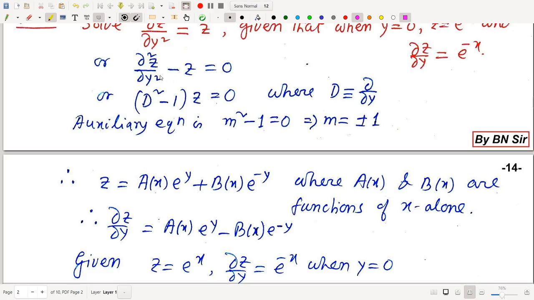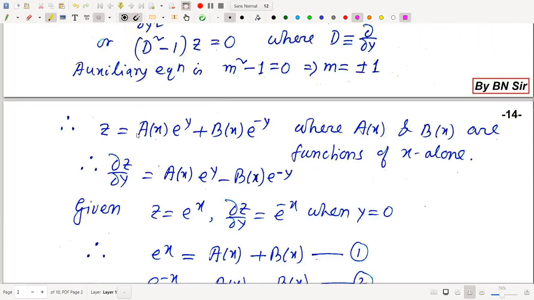Z is dependent, y is independent. So the auxiliary equation, replacing D by m, is m square minus 1 equal to 0, so m is plus minus 1. Therefore the solution is z equal to a e to the power y plus b e to the power minus y, because m is 1 and minus 1. Instead of a and b we have written a(x) and b(x), because under this process x is assumed constant, so a and b may involve x, that's why a(x) and b(x) are functions of x alone.